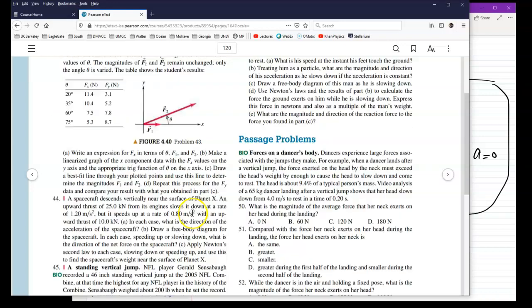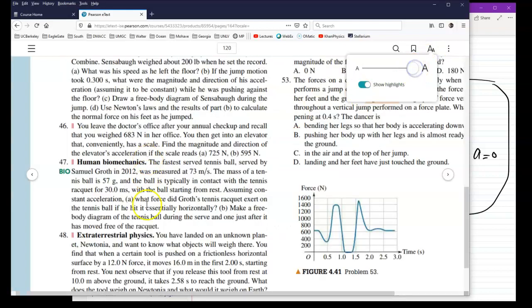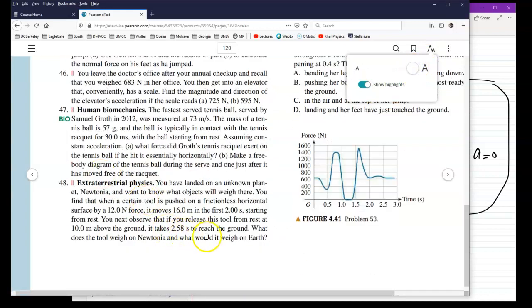48 right there. Okay. It says, let's make it bigger. This is the last page. There we go. Okay, it says extraterrestrial physics. You have landed on an unknown planet. Newtonia, we're going to call it. And you want to know what object will weigh there.